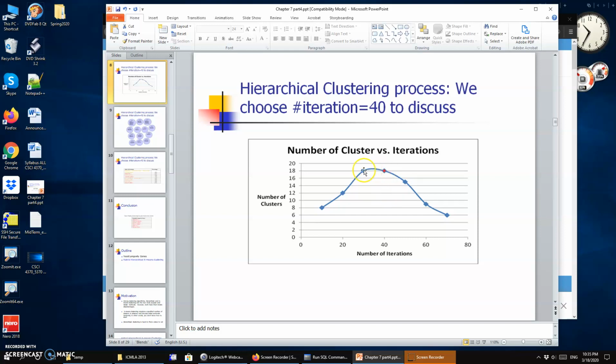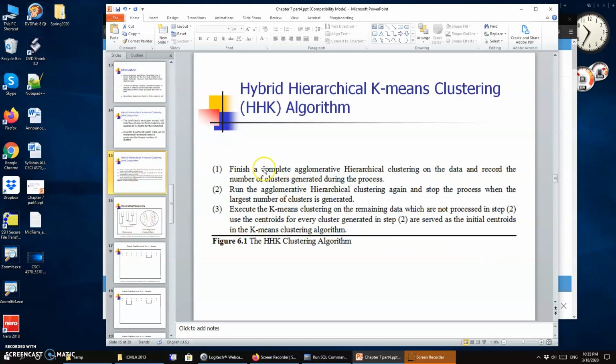You may ask, this 30 may also give you the same number of clusters. So it's actually another good choice as well. It depends on how you want to choose if there is a tie. So basically, coming back to the pseudocode, we first run the hierarchical clustering and keep track of the number of clusters. Then we run the same thing again, and let it stop when the largest number of clusters is generated.